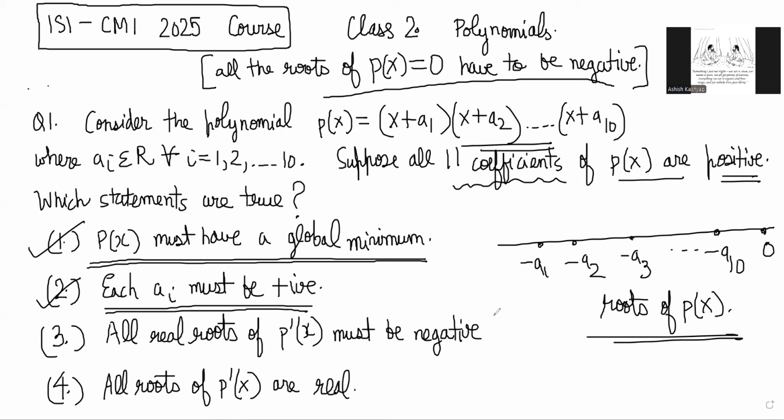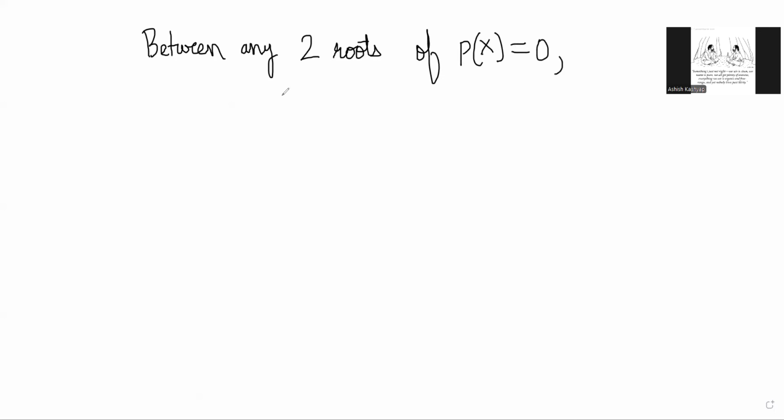The way to say this is, sir, p dash x is also a polynomial which has positive coefficients, no? So it cannot take any positive value to become 0. Both of you are saying the same thing, that's fine. The other way to think about it is, between any two roots of p of x, you should realize that there will be a root of p dash x. Between any two roots of p of x equals 0, the curve will take a change in direction.